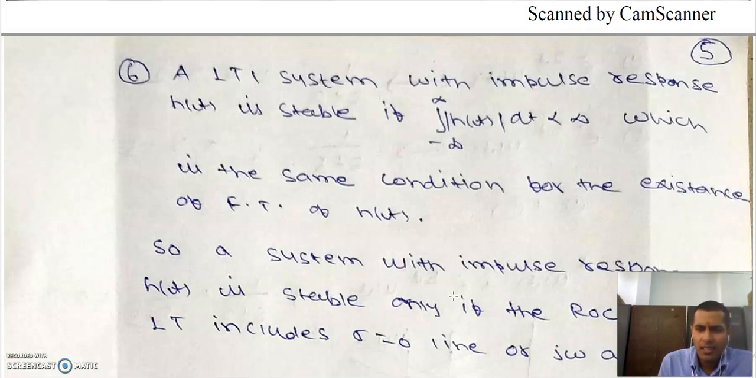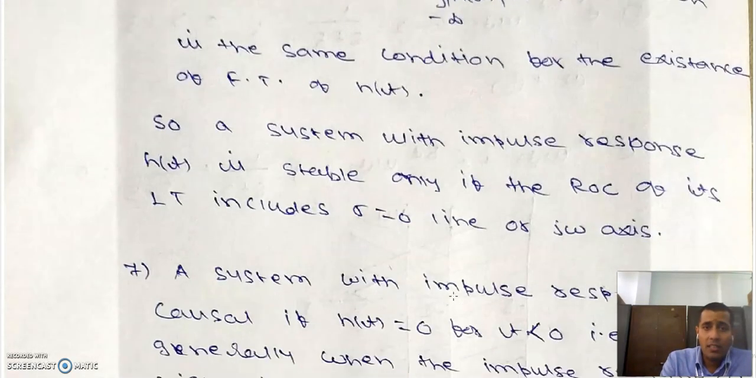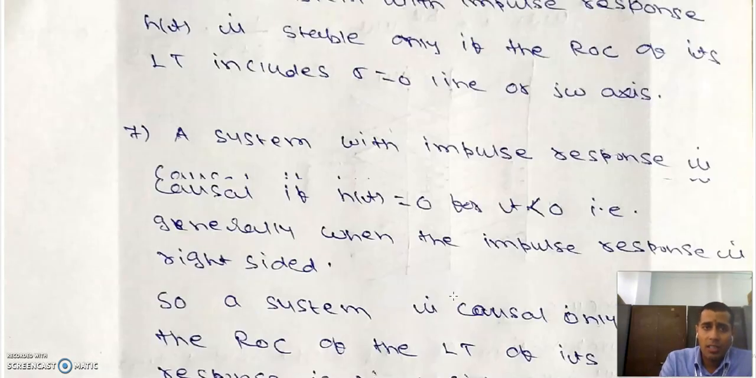What is this? When we apply the input as an impulse, the output we get is called the impulse response. So if we apply input as delta of t, then we get the impulse response h(t). A system with impulse response h(t) is stable only if the ROC of its Laplace transform includes the sigma equal to 0 line, or the j omega axis. Same condition for existence of the Fourier transform.